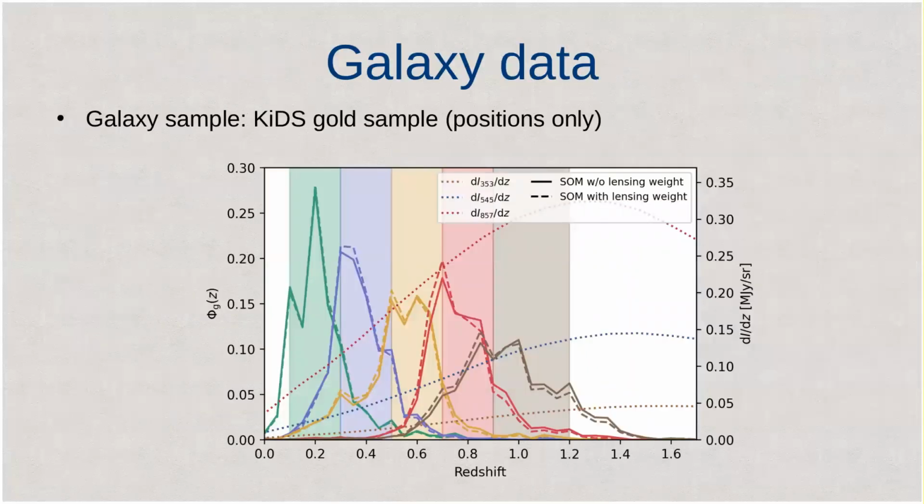So the galaxy data we are using in this study is from the Kilo-Degree Survey, KiDS. So the KiDS gold sample has 5 tomographic bins from redshift 0 to about redshift 1.5. This plot shows the redshift distribution of these 5 tomographic bins of the KiDS galaxy sample, and the dotted line shows the redshift distribution of the CIB.